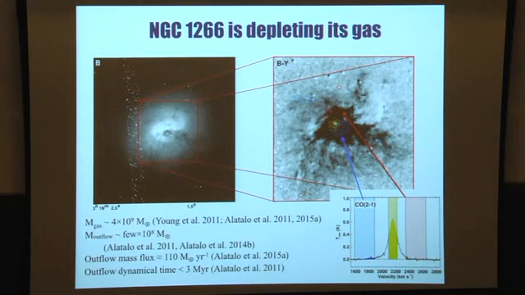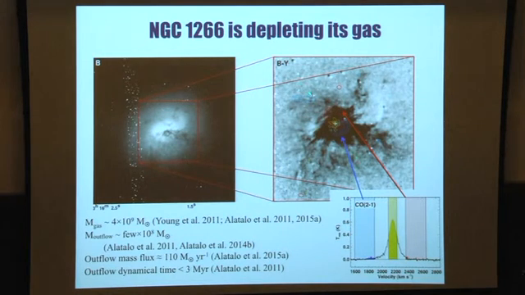NGC 1266 contains a massive molecular outflow. This was the first system in the AGN-driven molecular outflow game where we were actually able to resolve the high velocity structure. This was what the spectrum looked like. And what you can see up here in this picture is that I've summed up this large velocity and this large velocity to create the lobes.